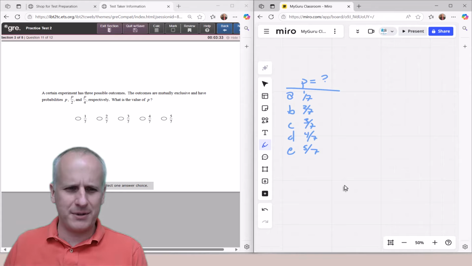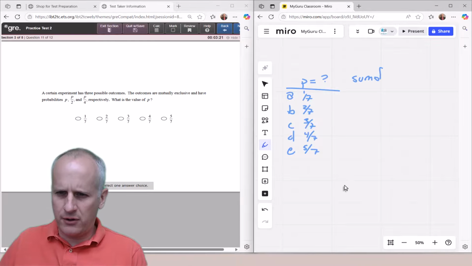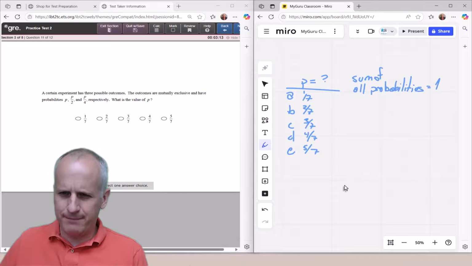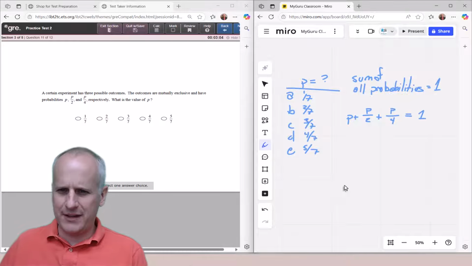So, certain experiment has 3 possible outcomes. The outcomes are mutually exclusive and have probabilities of P, P over 2, and P over 4, respectively. Well, we should remember that the sum of all probabilities for an event is equal to 1. So that means that P plus P over 2 plus P over 4 has to be equal to 1. And anytime you've got algebra involving fractions, just multiply by the least common denominator to get rid of the fractions in one fell swoop.